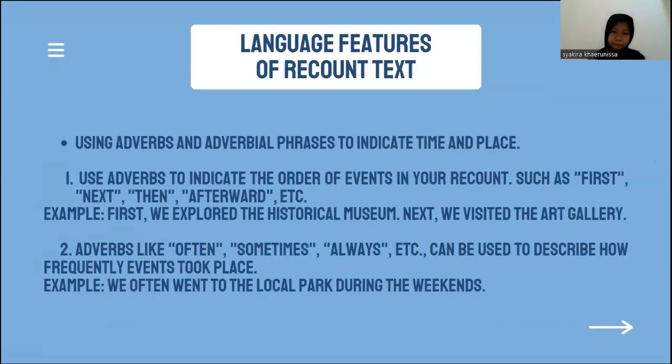Next is using adverbs and adverbial phrases to indicate time and place. Number one is use adverbs to indicate the order of events in your recount, such as first, next, then, and afterwards. For example, first, we explored the historical museum. Next, we visited the art gallery. Number two, adverbs like often, sometimes, and always can be used to describe how frequently events took place. For example, we often went to the local park during the weekends.